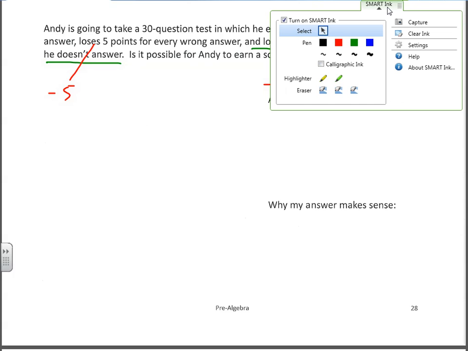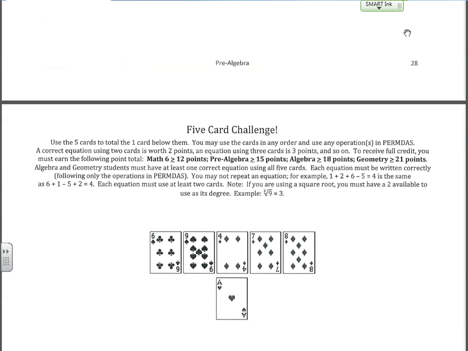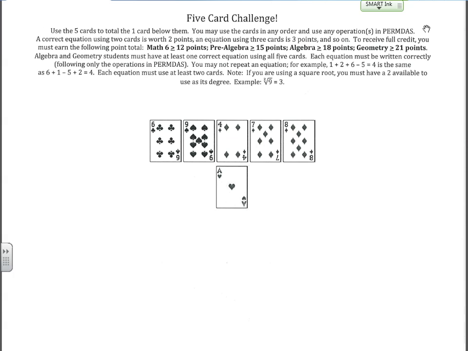Next page is the 5-card challenge. Not much explanation needed here, I don't think. You are making a 1, and we did talk about in class how the easiest way to make a one, I think I gave this to you also, is anything divided by itself.